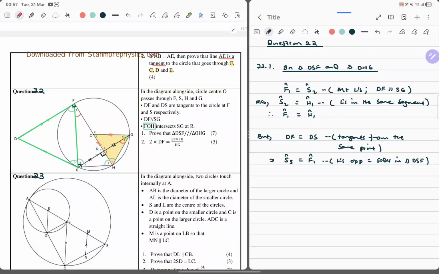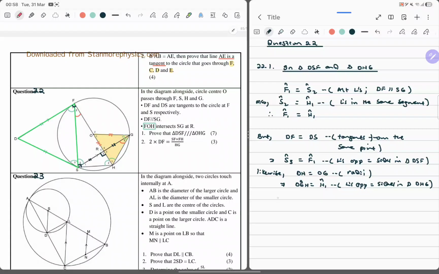We are going to say likewise, OH is equal to OG. Why? These are both radii, which implies that essentially OGH is going to be equal to H1, which means these are angles opposite equal sides in triangle OHG.